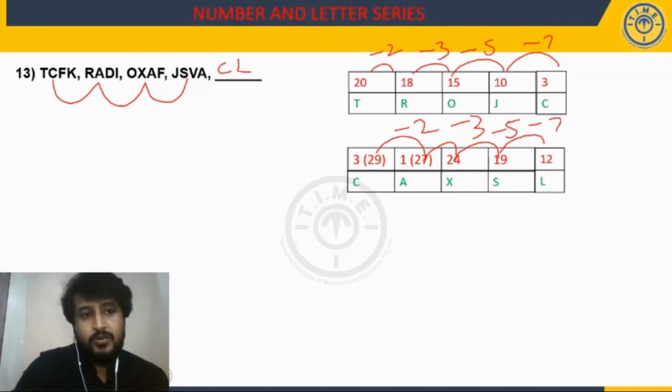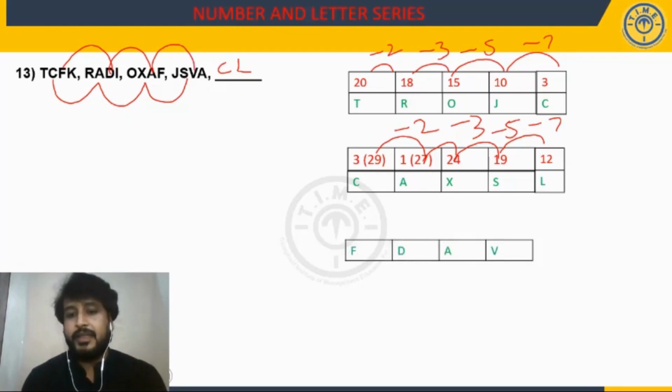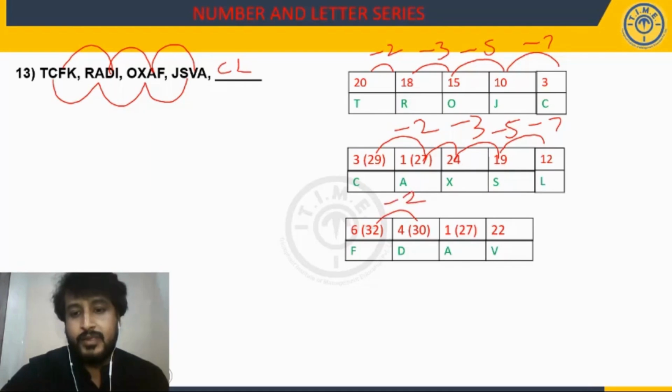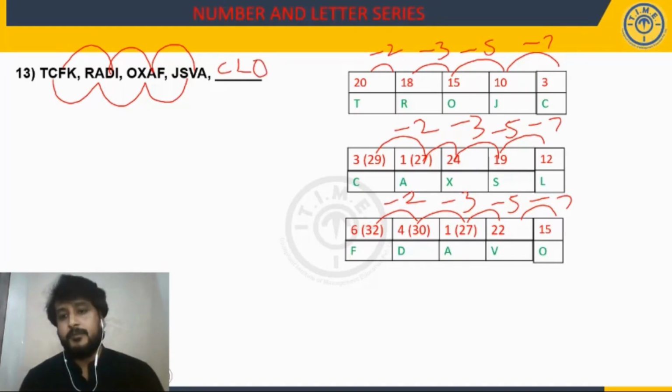Now you are clear, right? Now go ahead with the third set of letters. F, D, A, V. Place value of F is 6, D is 4, A is 1, V is 22. Or F is 32, D is 30, A is 27, V is 22. 32 and 30 minus 2, 30 and 27 minus 3, 27 and 22 minus 5. Again the same pattern, minus 2, minus 3, minus 5. Consecutive prime numbers. So after 5 the prime number is 7. So 22 minus 7 is 15. Which letter's place value is 15? O. In our option, the third letter must be O. CLO. You are clear, right?